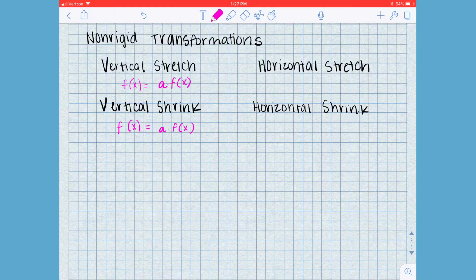Whereas if I'm doing a stretch or shrink in a horizontal direction, I am going to multiply some number like A to the inside of the parent function. Again, that is true for both. So if they are the same, how do I tell the difference between the stretch versus the shrink? Well, I actually have to look at the value of A.